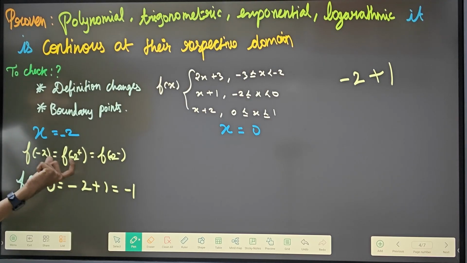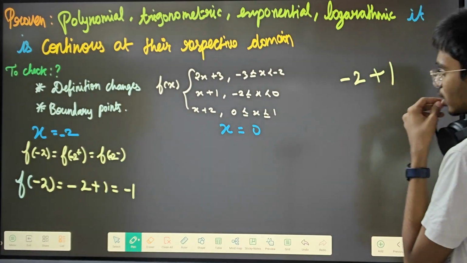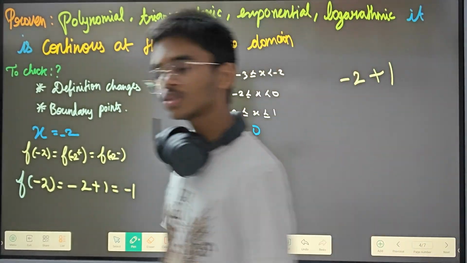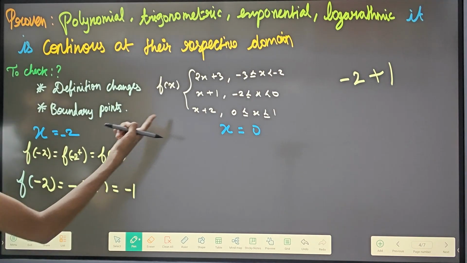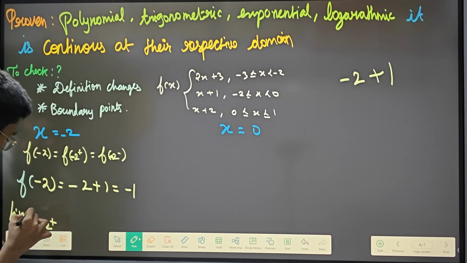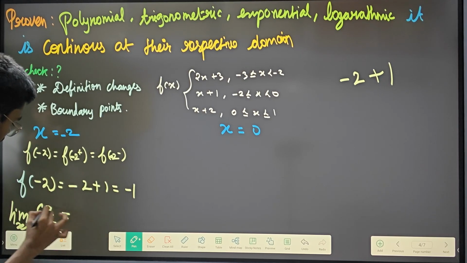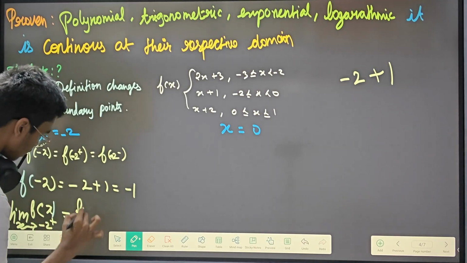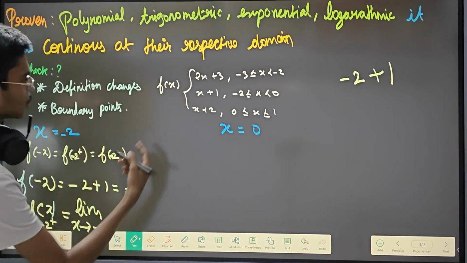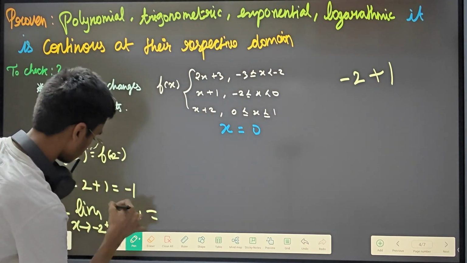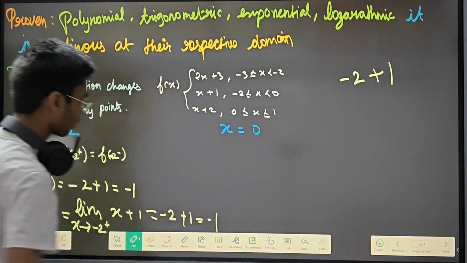Okay, next is this one, where x should be greater than or equal to minus 2. Here also you are going to use the same thing. So limit x tends to minus 2 plus of f of x, which is limit x tends to minus 2 plus of x plus 1. Now you put the value, which is minus 2 plus 1, which is equal to minus 1.